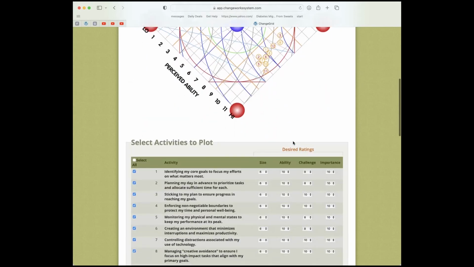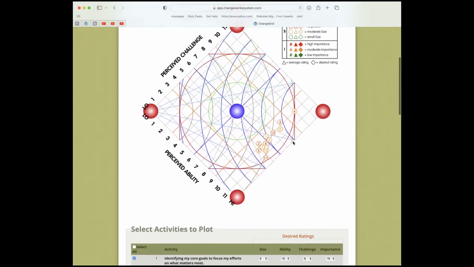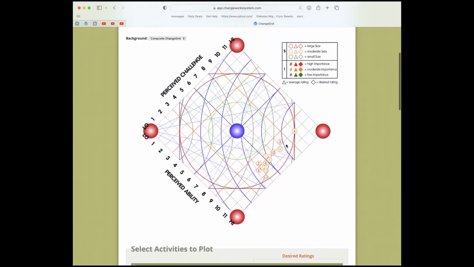By the way, that is enforcing non-negotiable boundaries. But the thing that strikes me about Brian's plottings is that rather than having all the activity numbers be red, which is true for both Tom and Anja's grids, he's got some that are yellow. He's got some of these where he's saying the importance of a lot of these activities is moderate, not high.